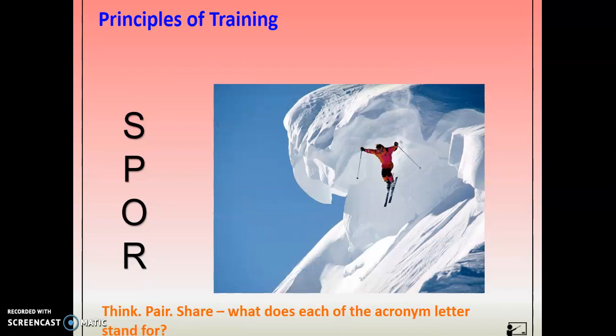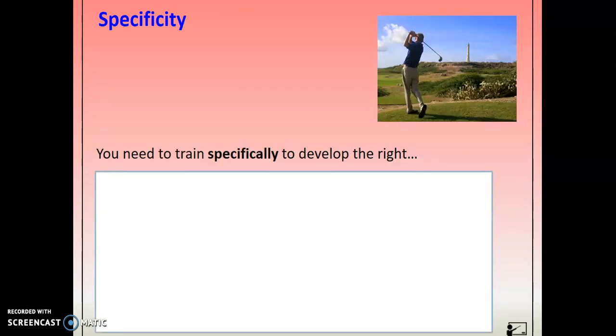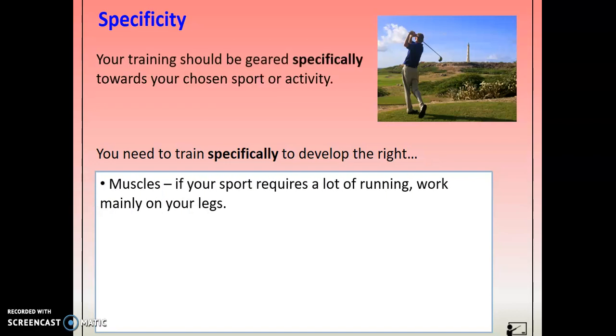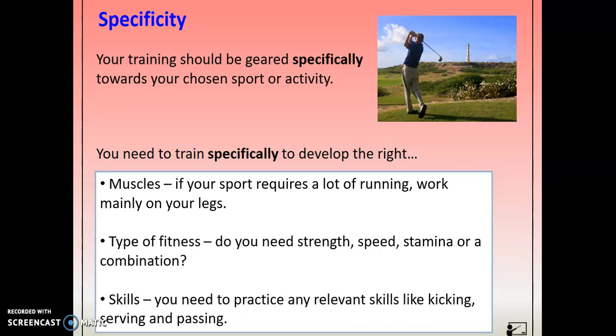Right, so SPOR. Think of, again, like I say, think of the principles as rules you need to remember. Each letter of SPOR stands for something, a rule that you must apply. Best training programs are going to apply all of them. So specificity, training should be specific to your sport and your activity, but also you. So your muscles, the type of fitness, and the skills that you need to practice.